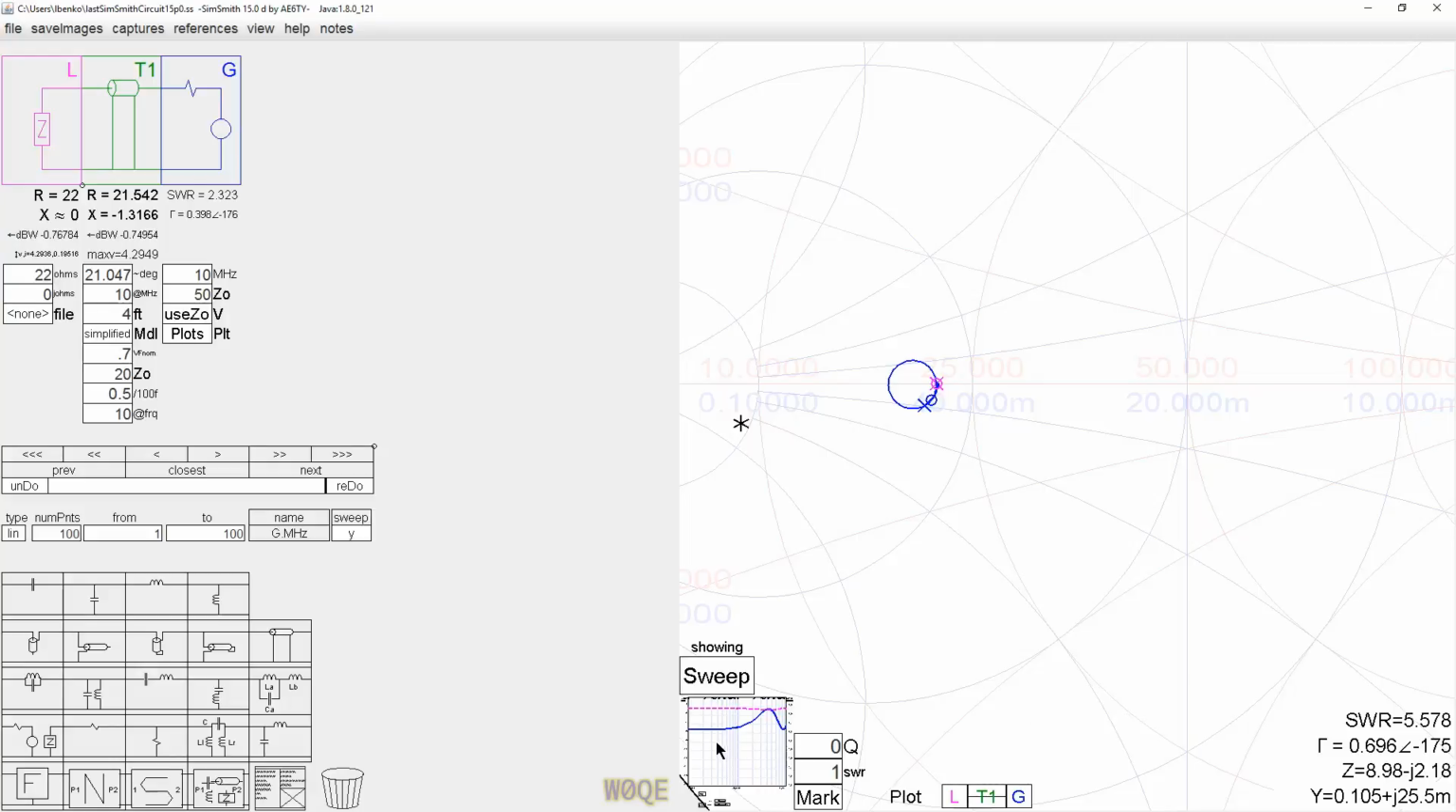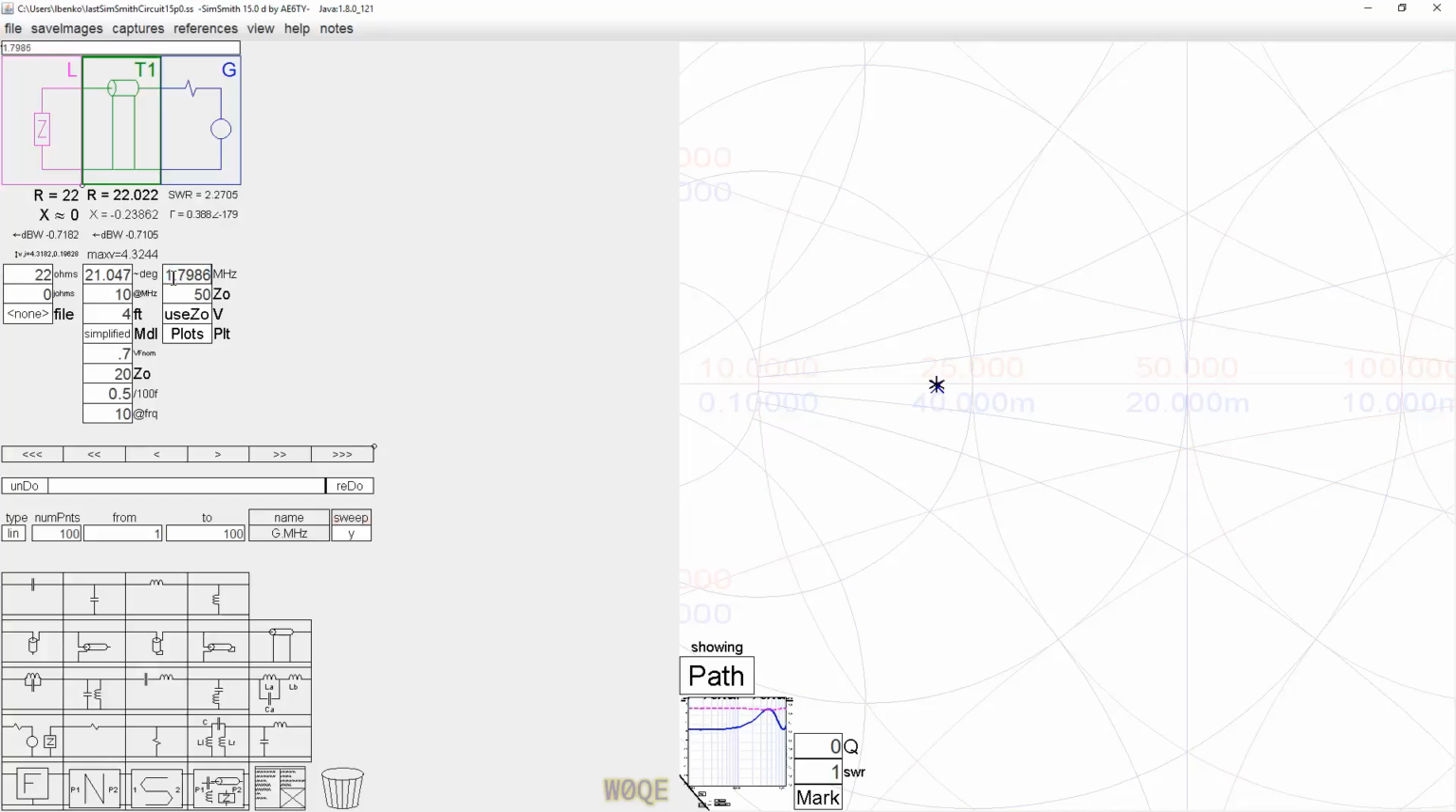Let's do this not as a sweep but as a plot. We can see at the low frequency end, it starts there, which is about 22 ohms, and as we sweep up in frequency, it goes over to here, which is about 18.3 ohms. We can see that's probably a 20 ohm transmission line. So that's a really easy way to determine what the impedance of the transmission line is.